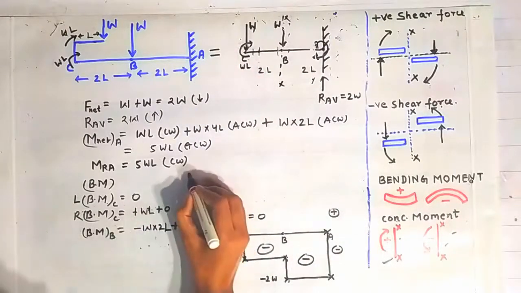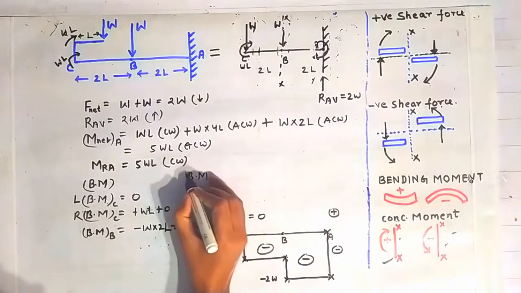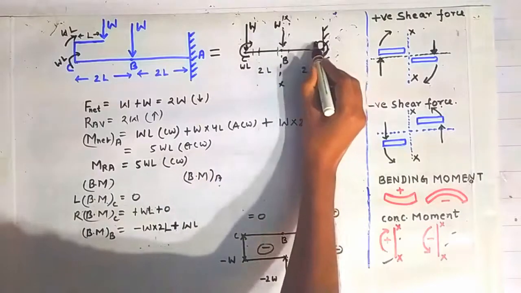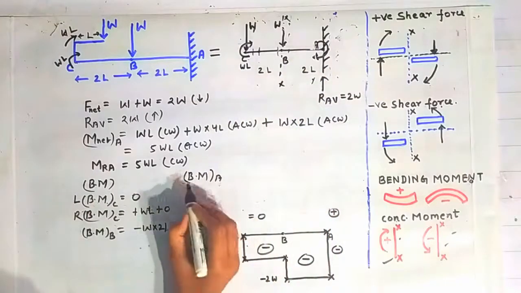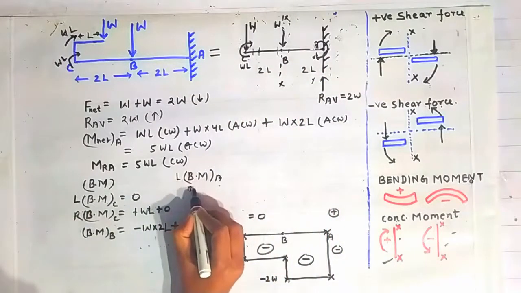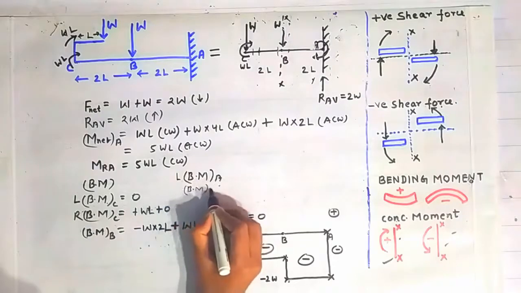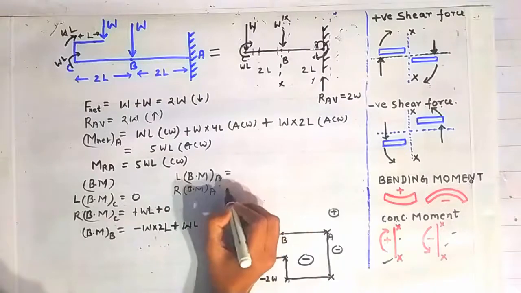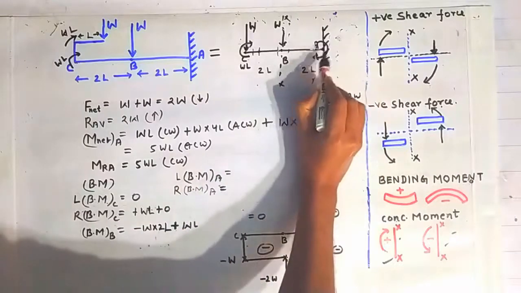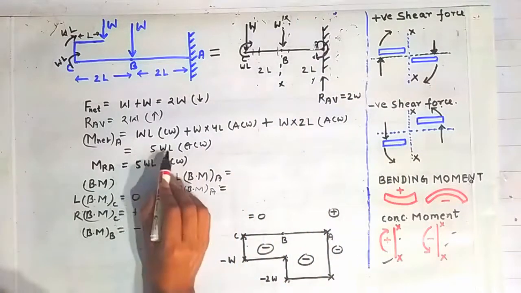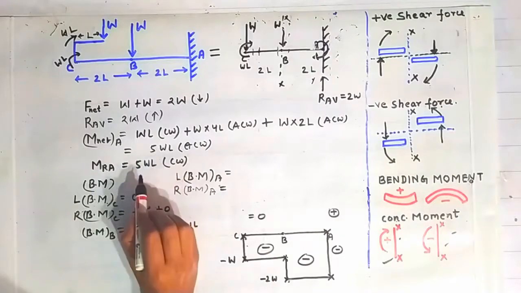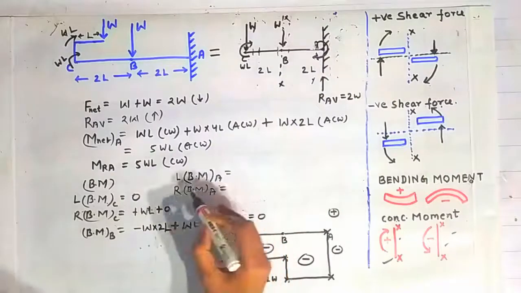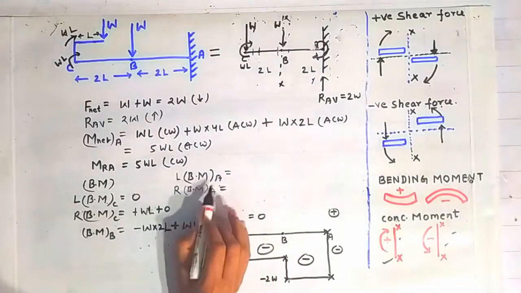Now the bending moment we have to calculate about the point A. So this is the point A. For that we have to calculate the bending moment on the left side of the point A and the bending moment on the right side of the point A. Why? Because there is a concentrated moment acting at this point A having the magnitude 5WL in clockwise direction.